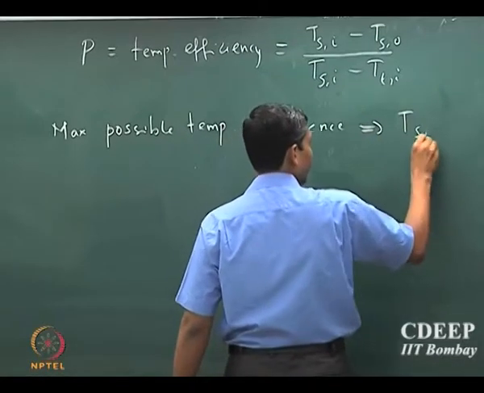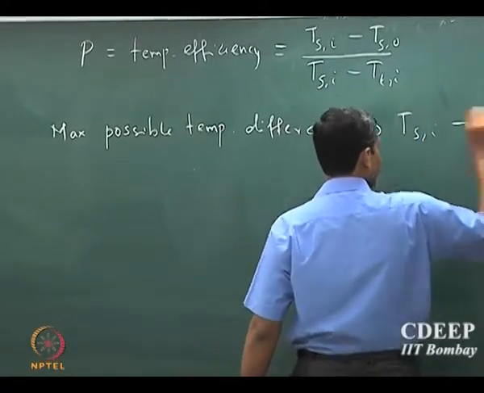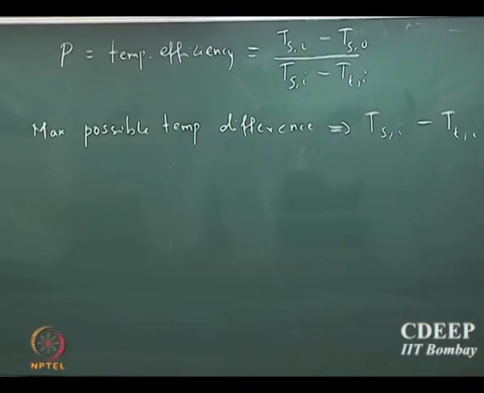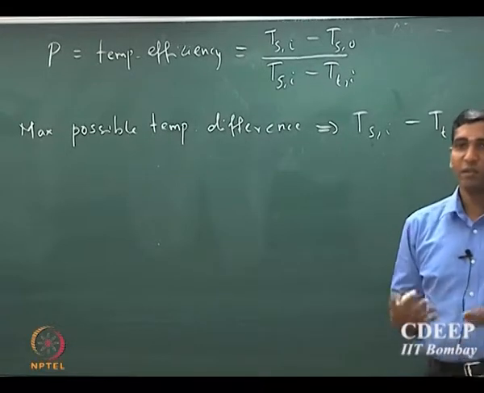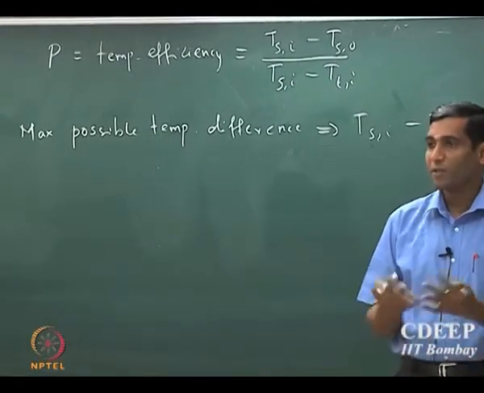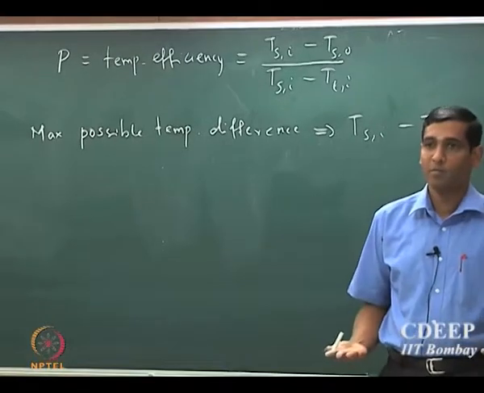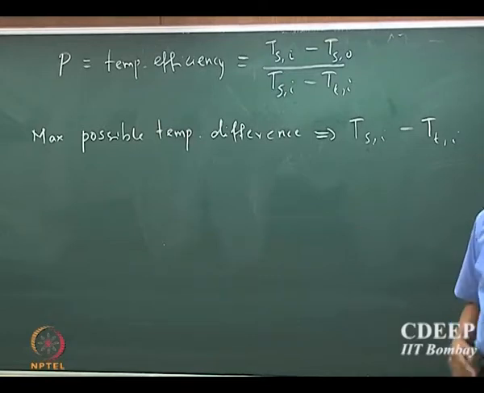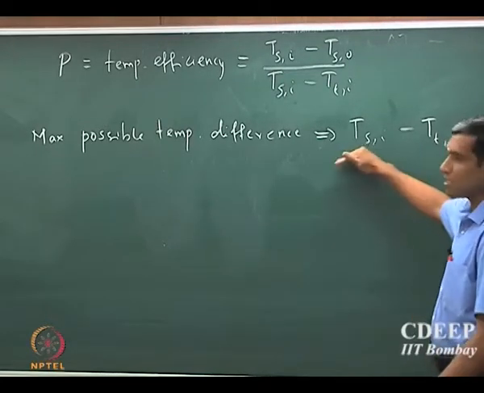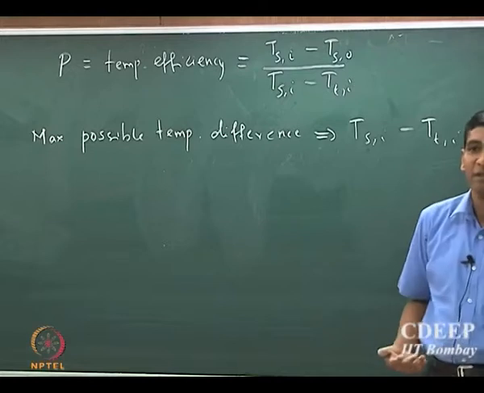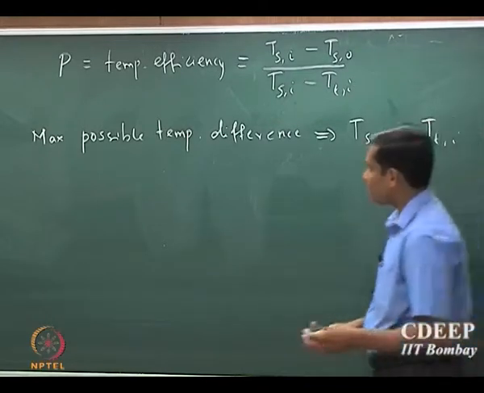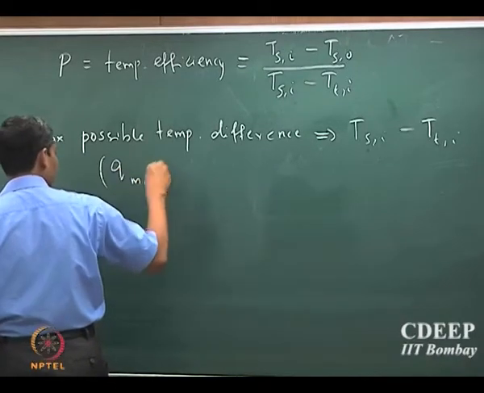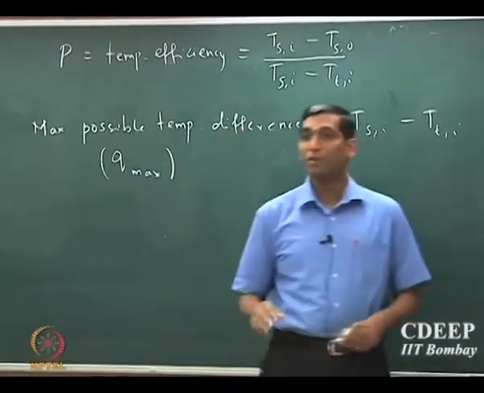is Tsi minus Tti, where S stands for the shell side and T stands for the tube side. So the difference in the inlet temperatures is the maximum possible temperature difference in the heat exchanger. That is the theoretical maximum. In a short while, when we go to the epsilon NTU method, we will be using this concept of maximum possible temperature difference to define a quantity called the theoretical maximum possible heat transport. We have not looked at that so far.